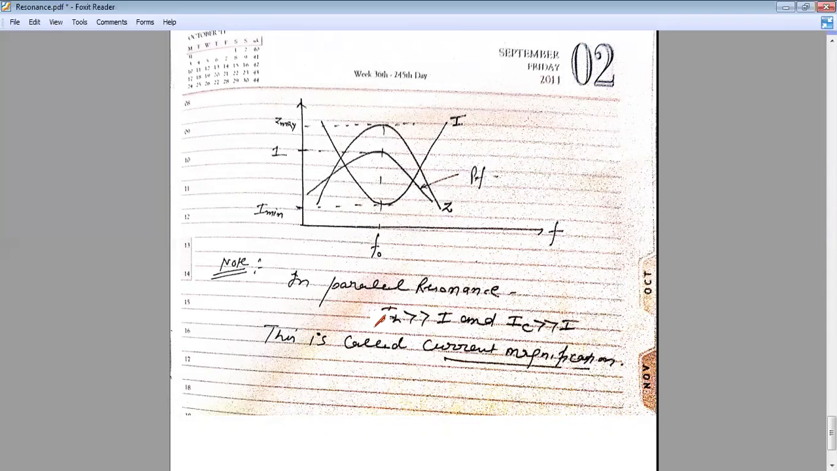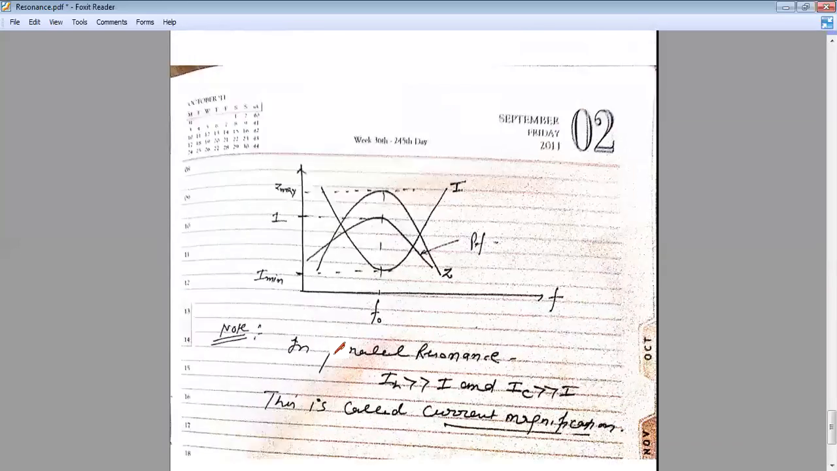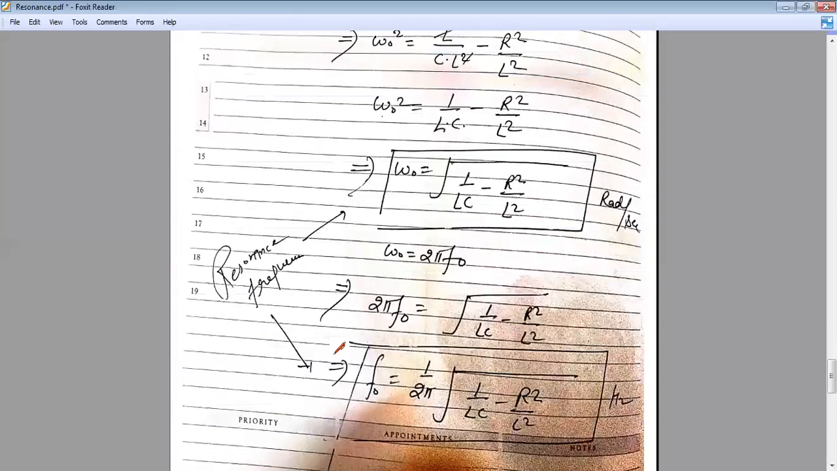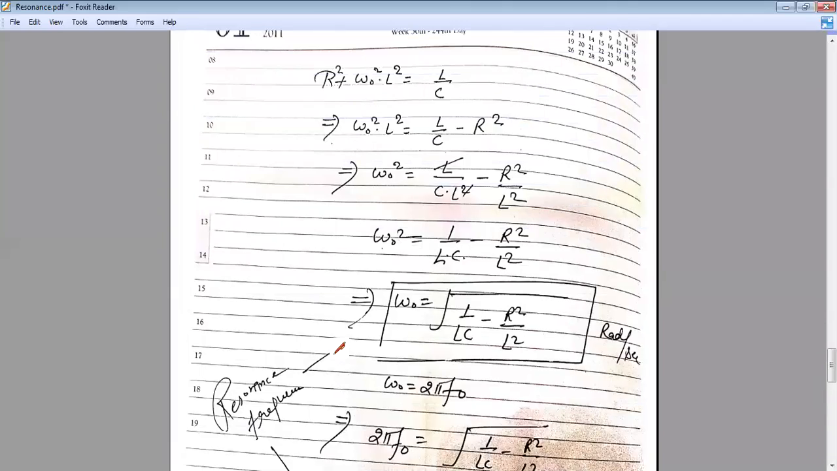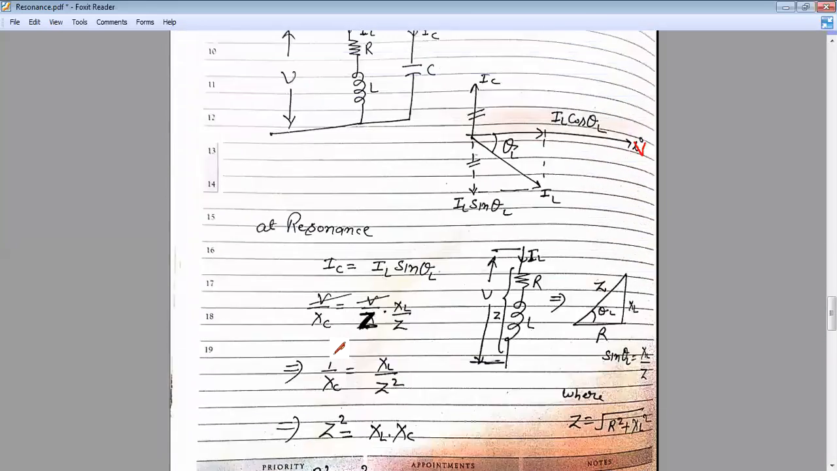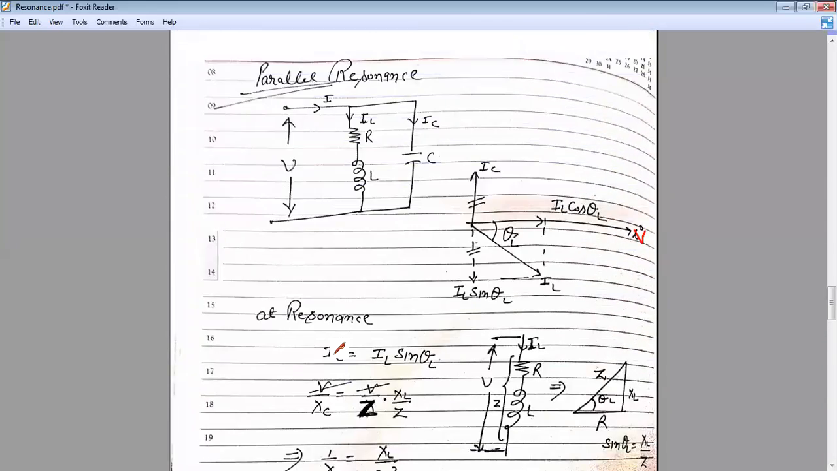One more thing: in parallel resonance, at the condition of resonance, you will observe that the current in the inductor and the current in the capacitor are much greater than the supply current. This is called current magnification. So students, this is all about parallel resonance and how to prove the formula of the parallel resonance frequency. I explained it here in a simple way.